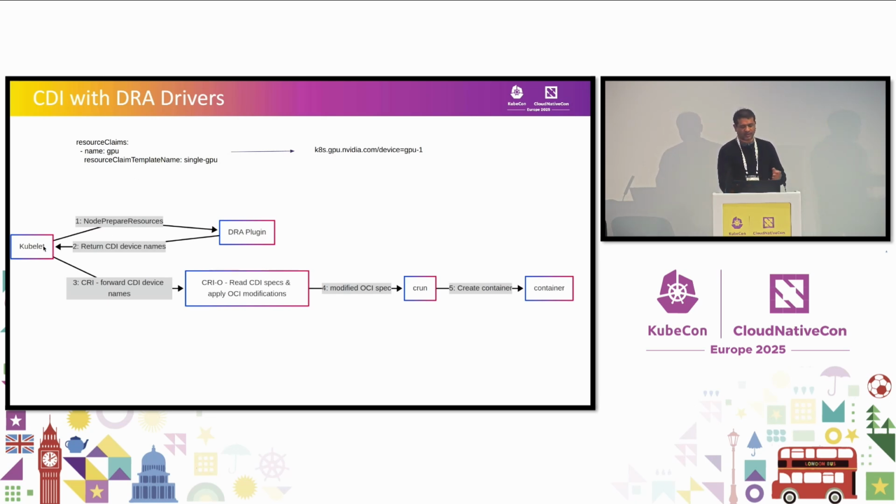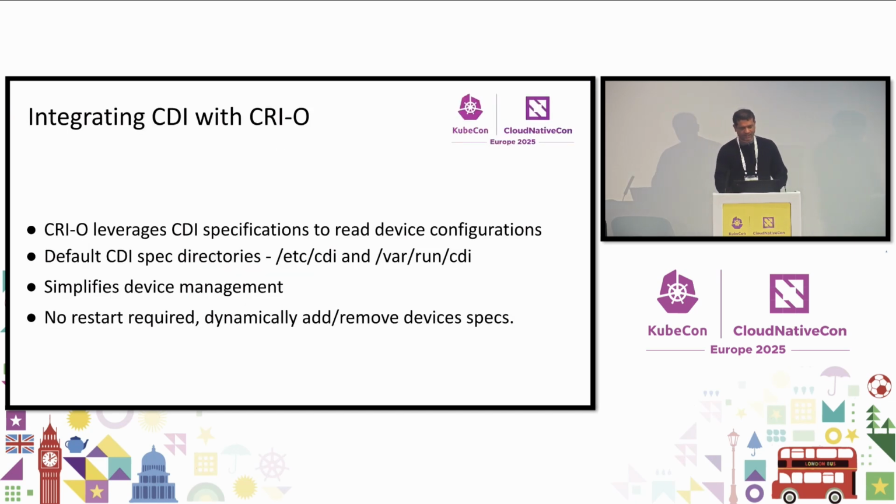So again, when the pod is getting created, the kubelet is going to call node prepare resources on your DRA plugin. The DRA plugin is going to return the CDI device names, and the flow is essentially identical after that: the CDI device name is forwarded to CRI-O, CRI-O modifies the OCI spec, and the runtime, which is actually responsible for running the container, will run the container using the modified config.json, that is your OCI spec. So, integration of CDI with CRI-O, how does it look?